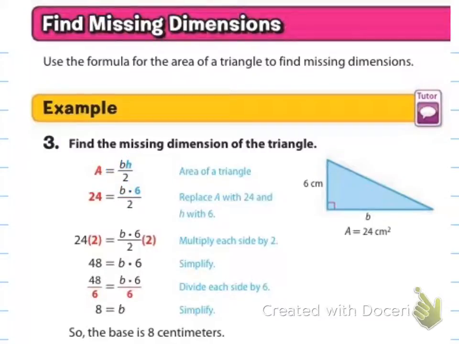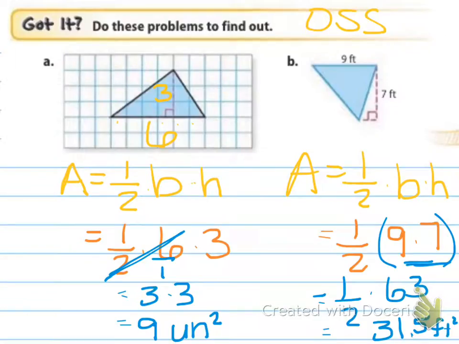So what we have is, find the missing dimension of the triangle. We have area equals base times height divided by 2. Notice that they're using divide by 2 all of a sudden, because it means the same thing. 1/2 times b times h is the same as taking b times h and dividing it by 2. For example, that's what I did here. I took b times h, and then I divided it by 2. And I got my 63 divided by 2 is 31.5.